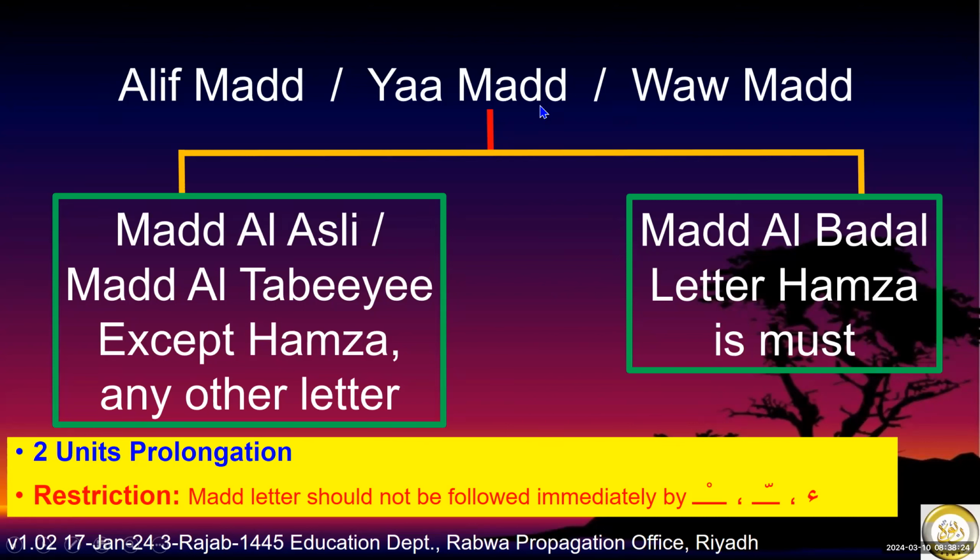So the general name: you can call Madal Badal an Alif Mad, Ya Mad, or Waw Mad, depending on the haraka and the Mad letter. Similarly, you can call Madal Asli an Alif Mad, Ya Mad or Waw Mad, depending on the haraka and the corresponding Mad letter. So there is no difference in the general name, but in the specific name, the letter differentiates. If the letter is Hamza, then Madal Badal. If the letter is not Hamza, then it is Madal Asli or Madal Tabeeyee.